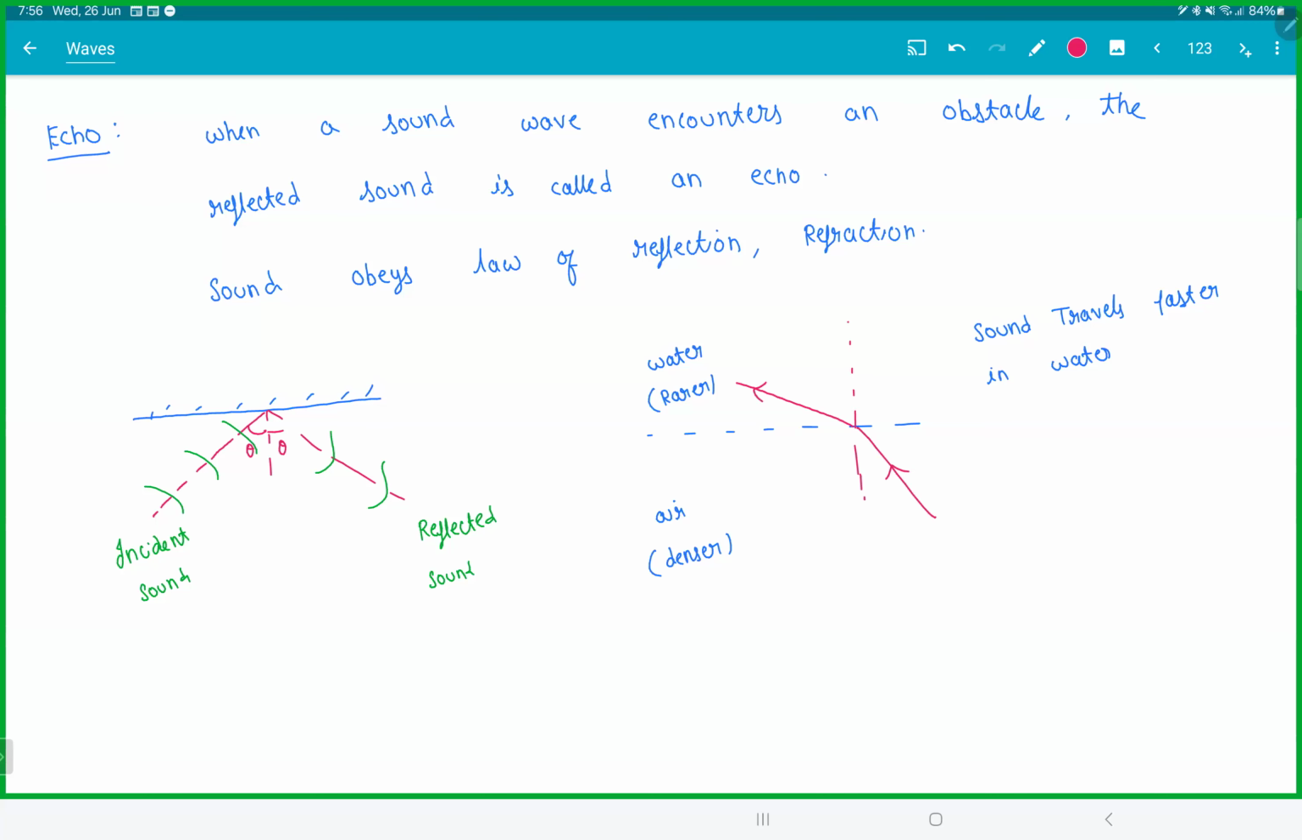But if it was a light wave, it would have been the reverse. So the sound would be like this. Light would have behaved differently. Light would have traveled like this. It would have come closer to the normal. So this will go opposite to light.